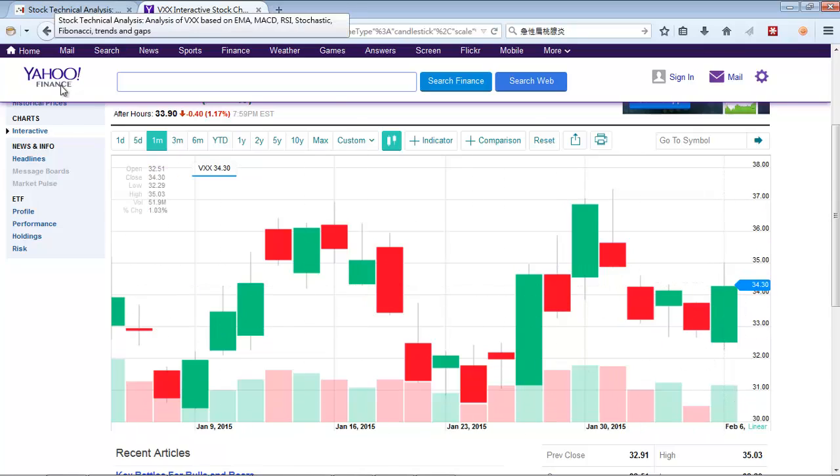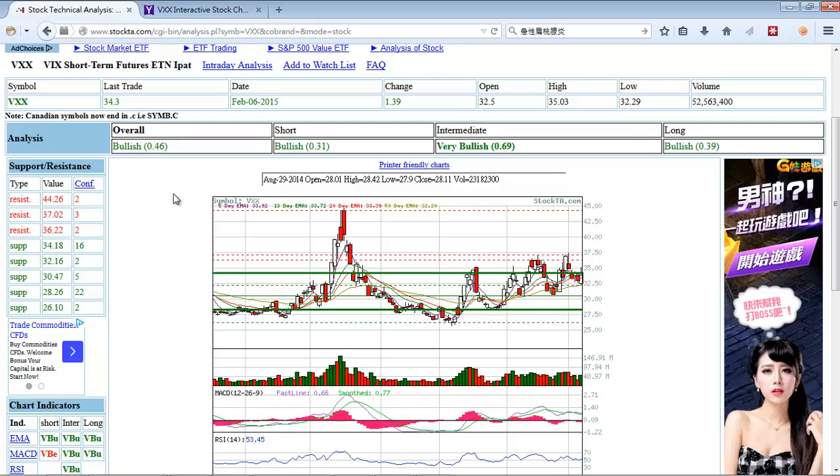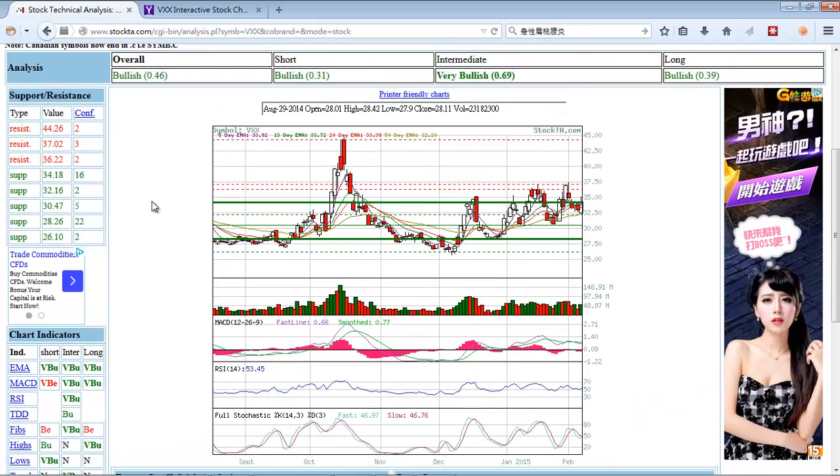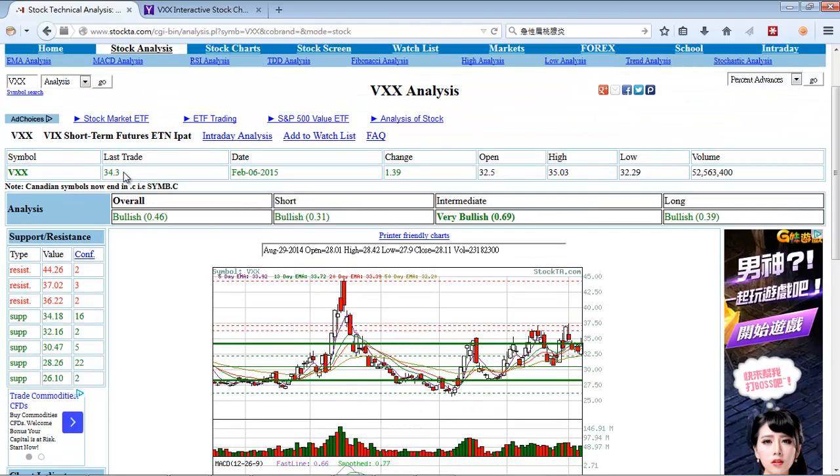Now we go back to the stockta website, and we're going to look at the levels of resistance and support. Here is the current trading price of VXX, 34.3, and we notice that that is above a very strong level of support, which is the strength, the confidence level of the support.